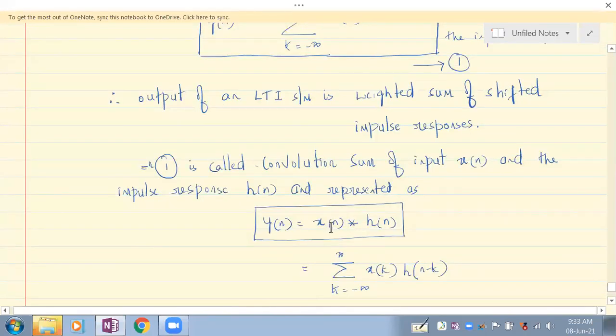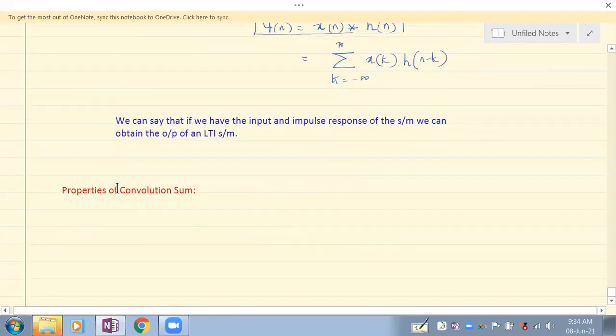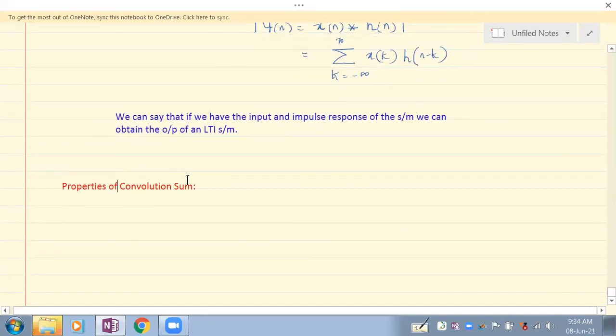So it is the convolution of x of n and h of n, meaning x of n is the input, h of n is the impulse response. So if you obtain the convolution sum of the input and the impulse response, then you can obtain the output of an LTI system. Understand? So we shall see the properties of such convolution sum.